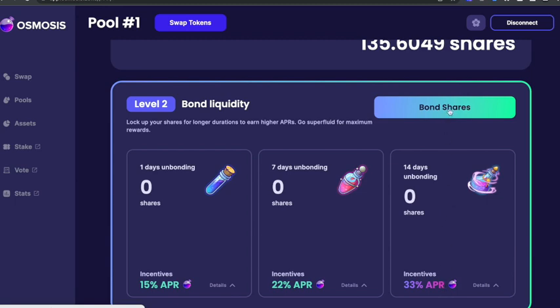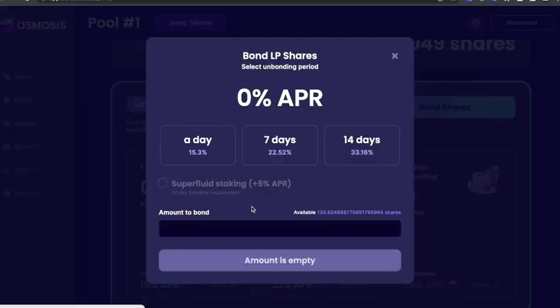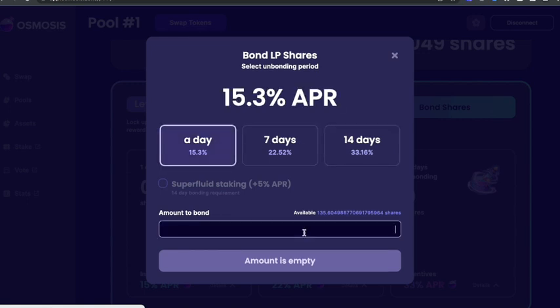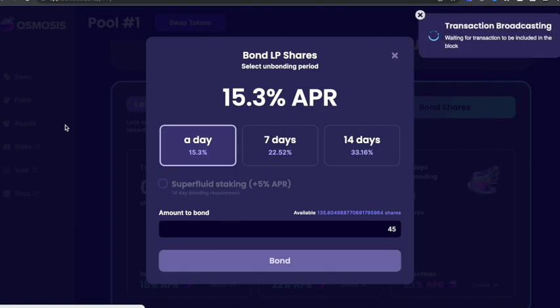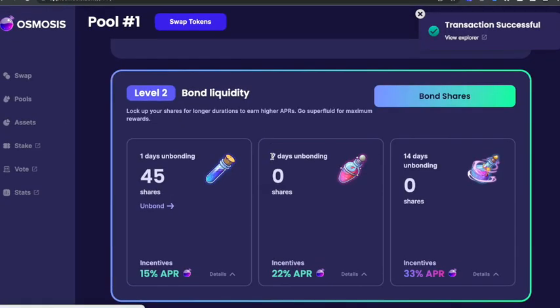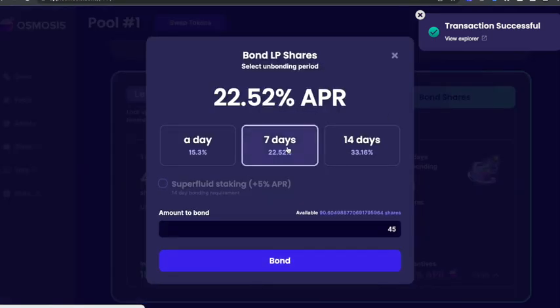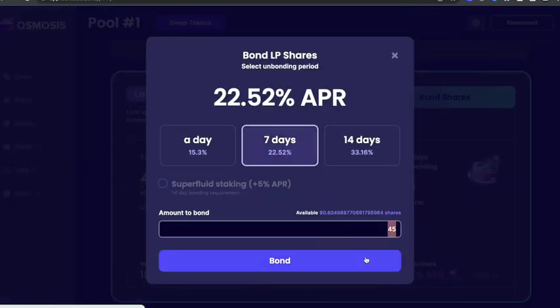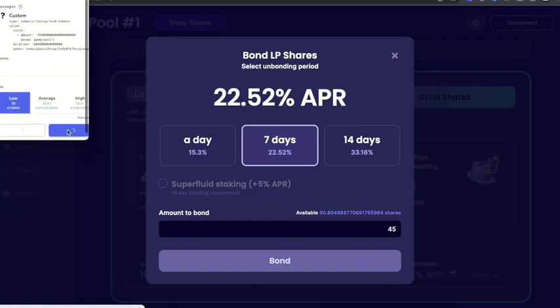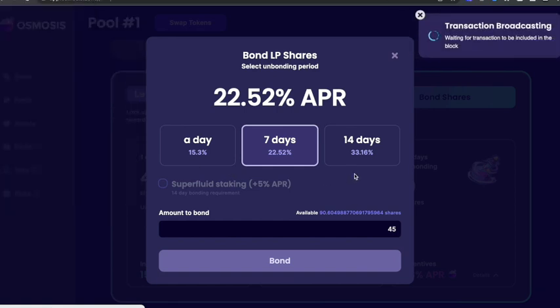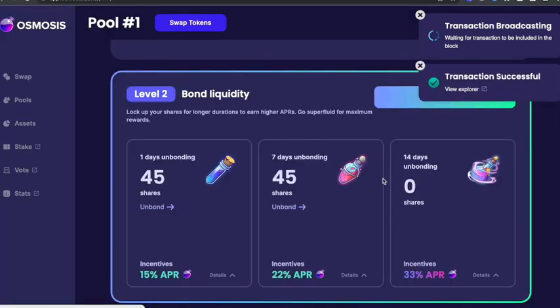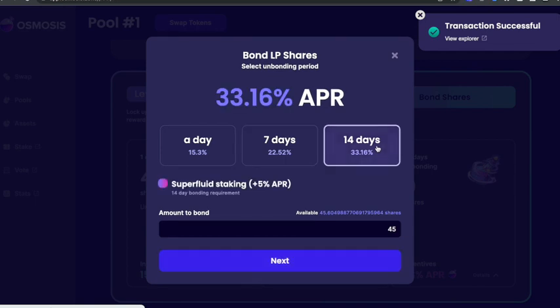Now I'm going to bond the shares, and I'm actually going to split them. So let's do a day, and 135 divided by 3 is 45, so I'll put in 45 shares here, bond for a day, low fees, transaction broadcasting, transaction successful. Now I want to bond the rest of it, 7 days, I'll do 45 again, bond, approve the transaction, transaction broadcasting, transaction successful.